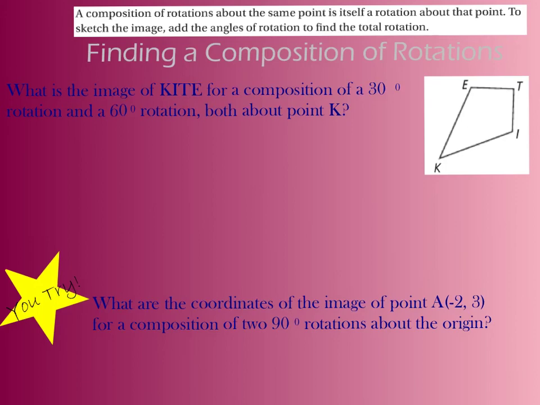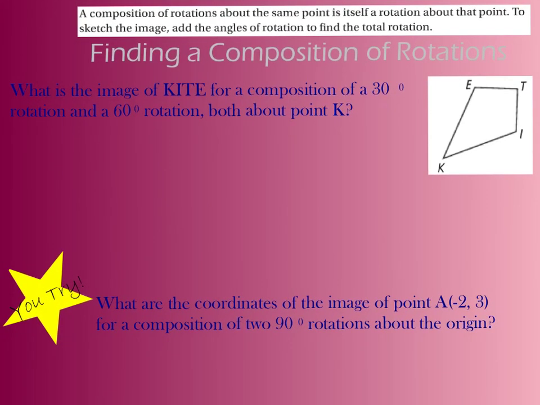So this last slide is talking about a composition of rotations. Now, right here at the top it says a composition of rotations about the same point is itself a rotation about that point. To sketch the image, add the angles of rotation to find the total rotation. So basically what it's saying is when I do 2 rotations, it's really just one larger rotation. So if I'm rotating, like in this example, by 30 degrees and then by 60 degrees, I might as well just start out by doing a 90 degree rotation, which was the 60 plus the 30. So if I add together my 2 rotations, that will give me my total rotation that I need to make.